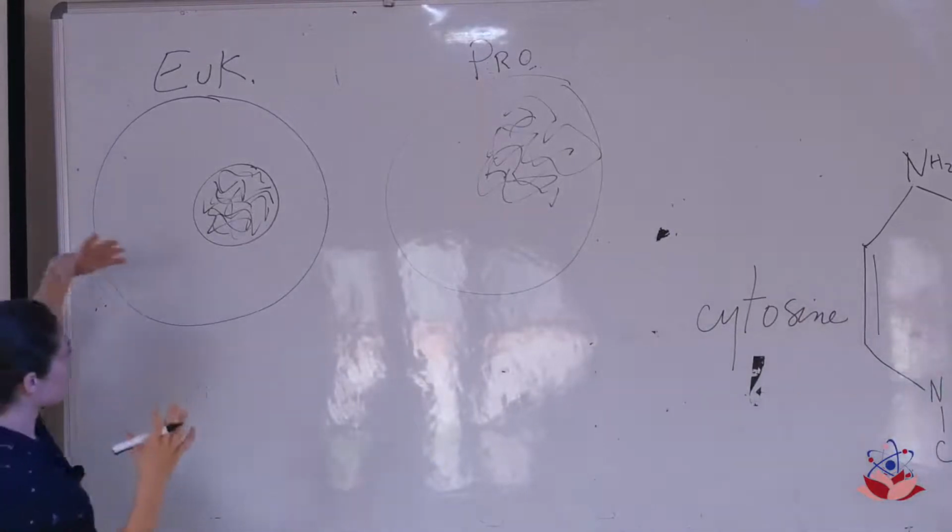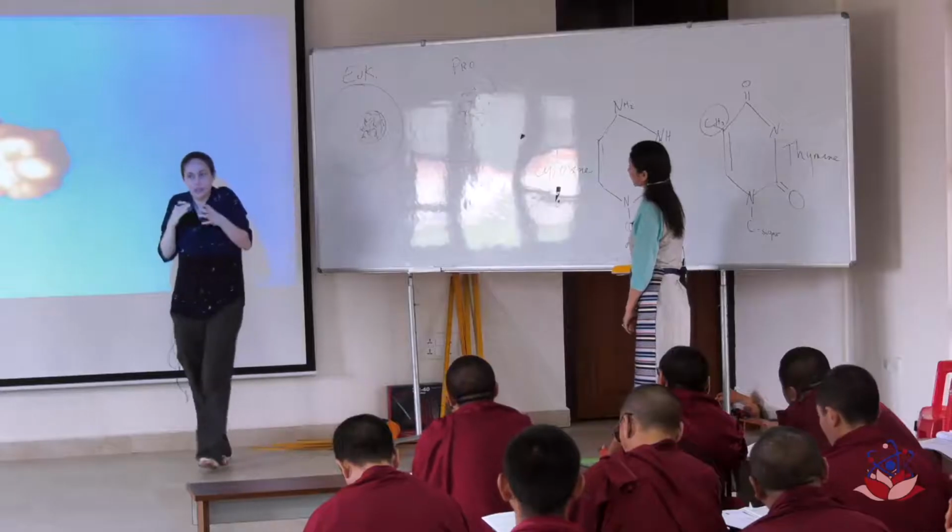And it's much more spread out than in the eukaryote because it's not confined by a membrane.